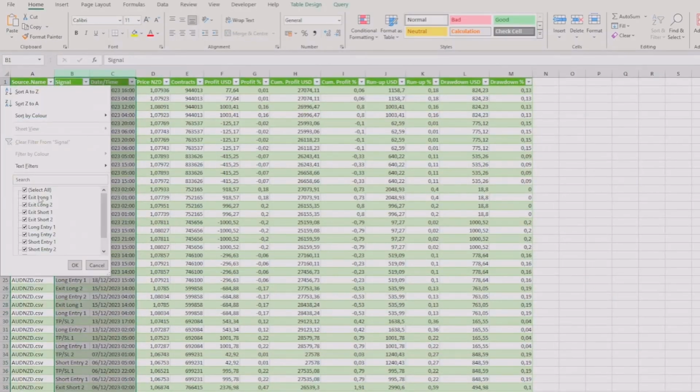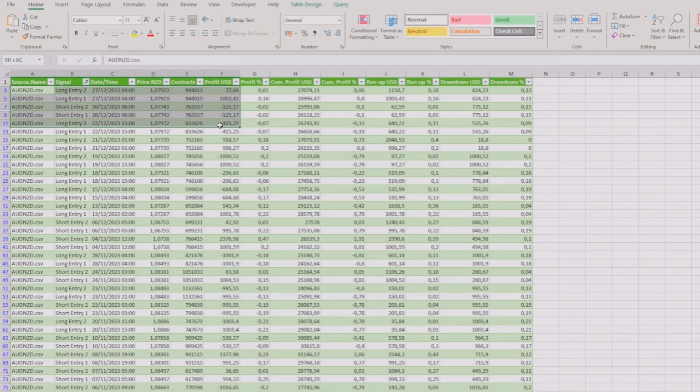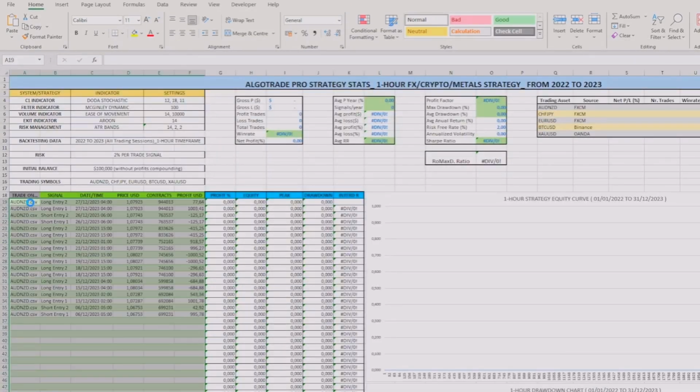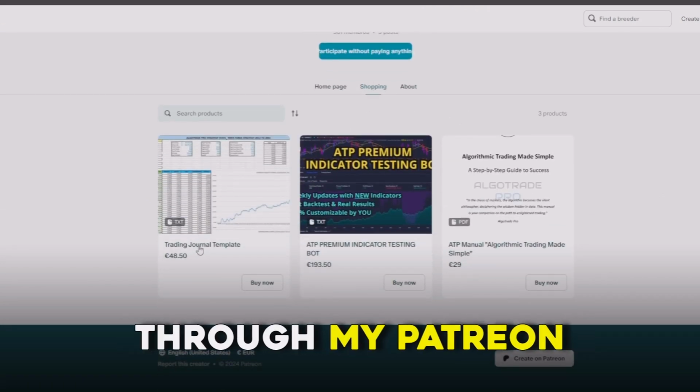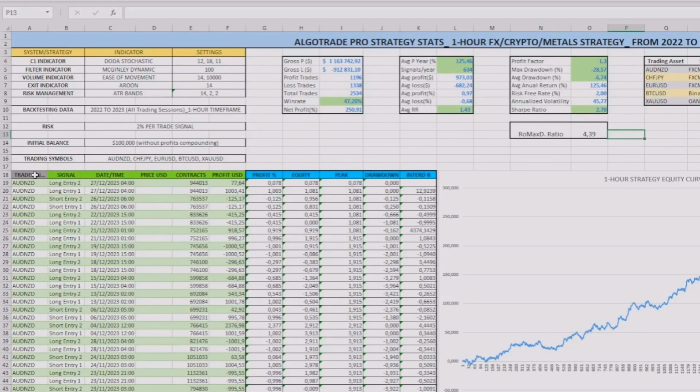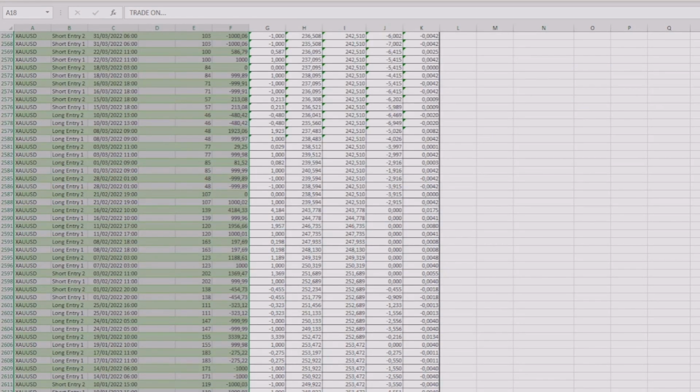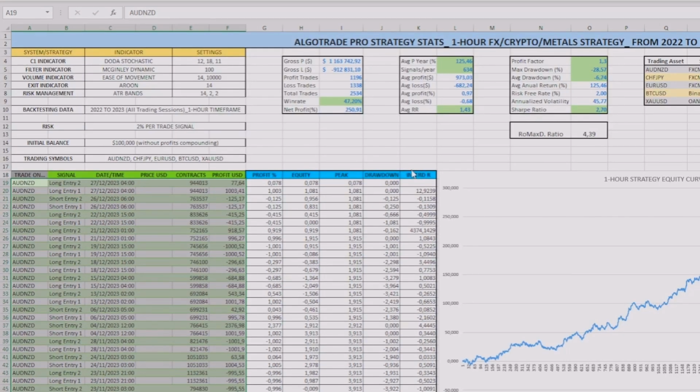In my case, I now just have to copy this part of the information, insert it into my default trading journal, which by the way you can also access through my Patreon, and here I have all the strategy information. Now I will sort the trades by day to have the final and correct equity curve here.